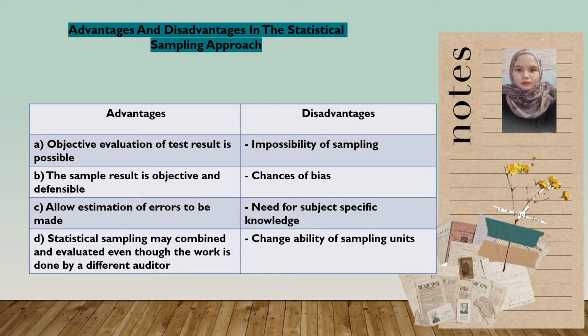The advantage of the statistical sampling approach for D is that statistical sampling may be combined and evaluated even though the work is done by different auditors, while the disadvantage is the changeability of the sampling unit.